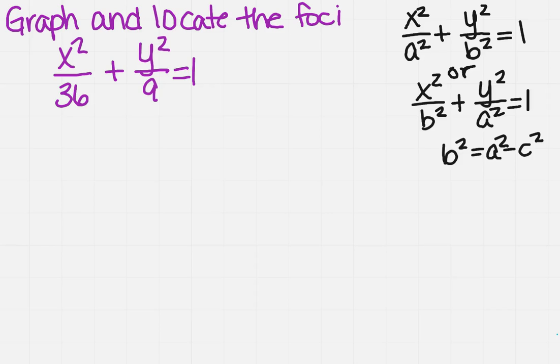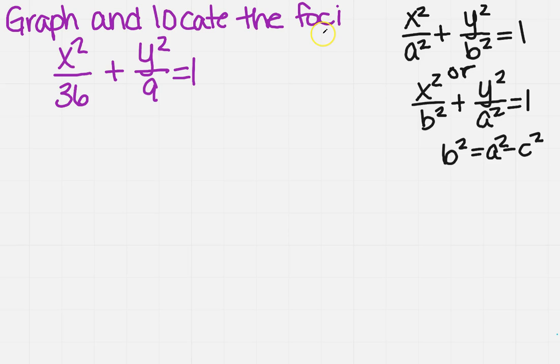We want to graph and locate the foci. So how are we going to do that? Well, I need to have some key pieces of information. When I look at this, I notice that I have an x squared and a y squared on the top of my fractions, and I've got perfect squares on the bottom. So I know right off the bat this is an ellipse.